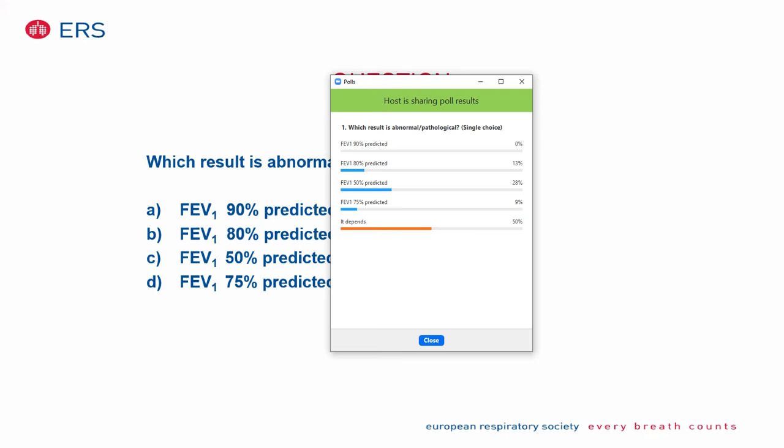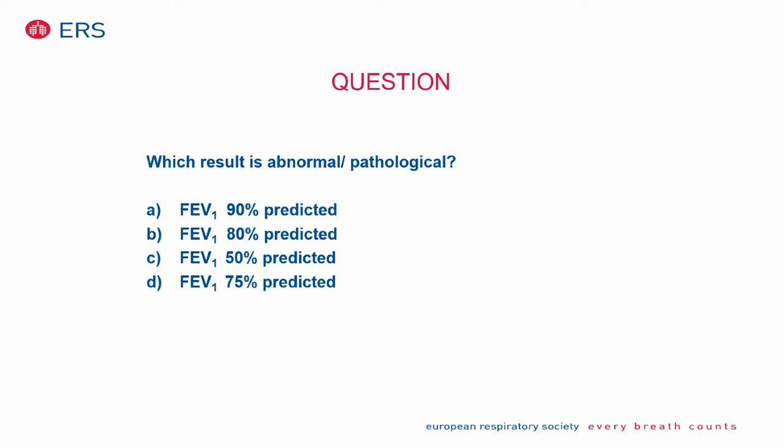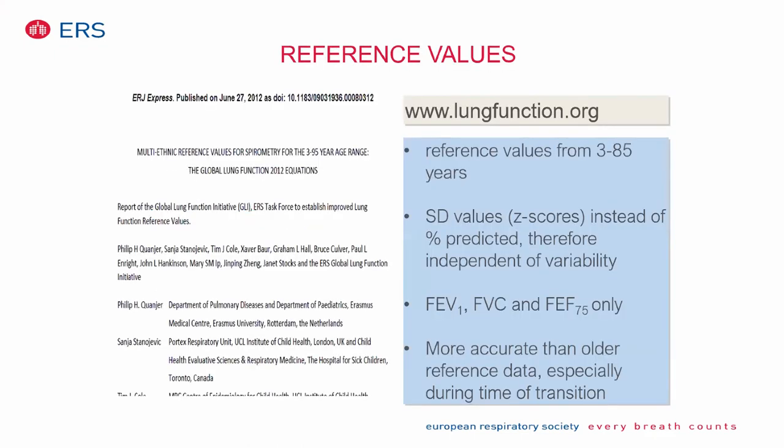And very nicely, half of the people have said it depends. And I hope it's not because they did not know, but because they know that really it depends. So the 80% is very often used. It's okish to use it. Pulmonologists have used it for decades, but modern pulmonologists should not use it anymore. Why? Because it really depends on which population you're looking at.